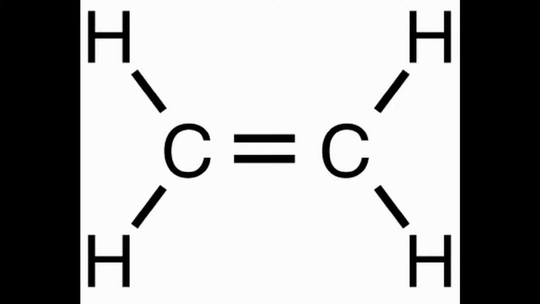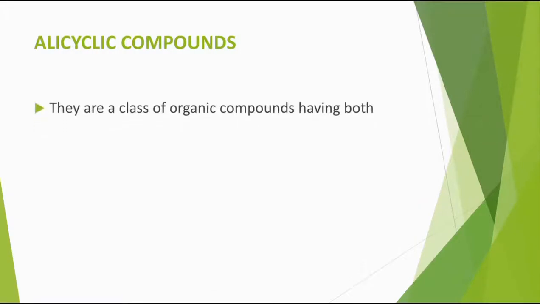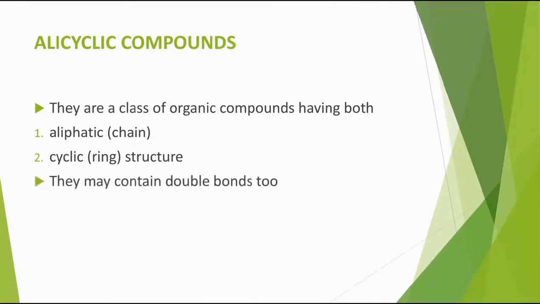Let's move on to the next one. The second one we are moving to is the alicyclic compound. Alicyclic compounds are a class of organic compounds that have both aliphatic and cyclic structure. So alicyclic, as the name implies, cyclic, cycle. We're going to see how a cyclic compound looks like. They may contain double bonds too.